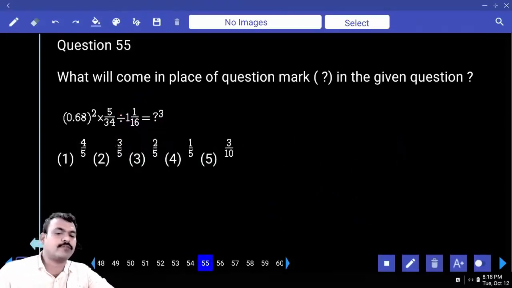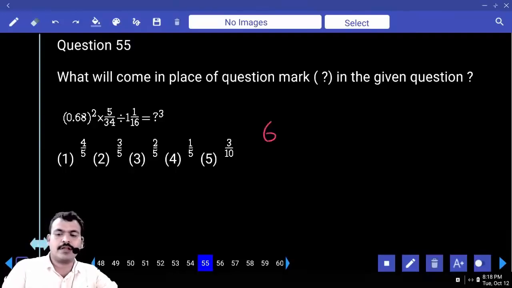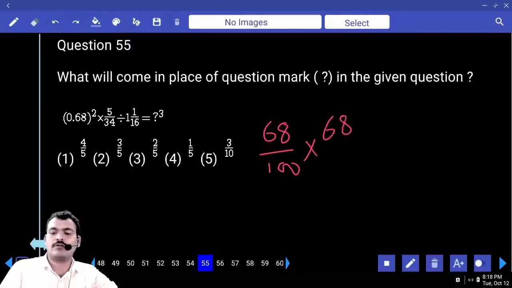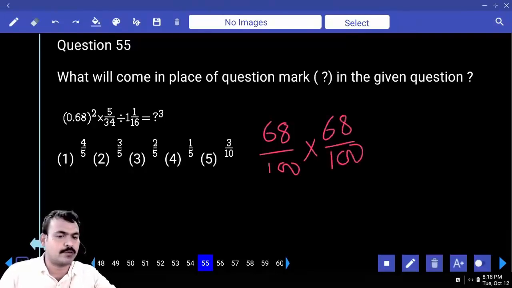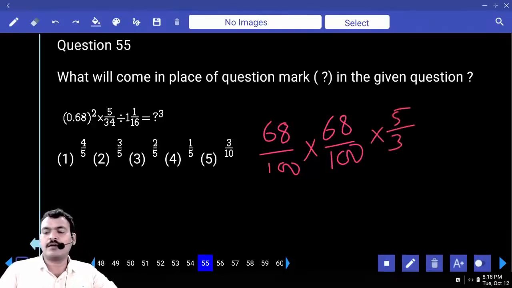And here, first priority, which one? Bracket value, or not? 0.68 square is nothing but 0.68 into 0.68, or not? Actually 0.68 is nothing but 68 by 100, or not? Then this one we write 68 by 100 into how many times we write? 2 times, or not? 68 by 100 into 68 by 100 into how much value we write? 5 by 34. Division 1 by 16. 1 by 16 means 17 by 16.